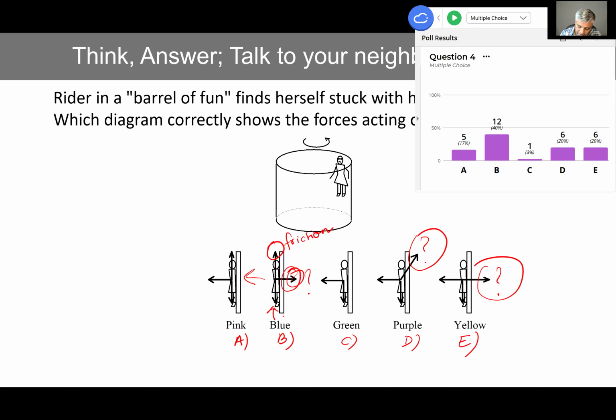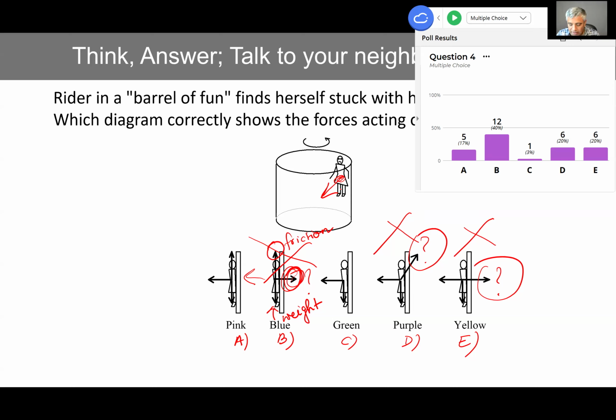This is weight. What is this? Is someone pushing this kid to the wall? Is some sort of push force, applied force there? No, there is no such force. So that's why this is incorrect, this is incorrect, this is incorrect. But this kid is stuck on the wall, so that means there is this normal force.